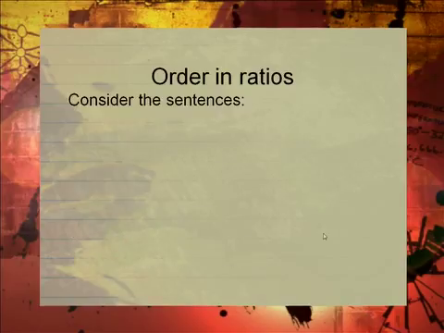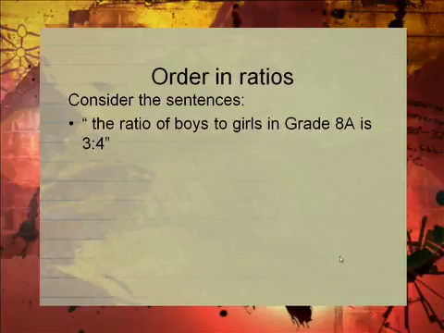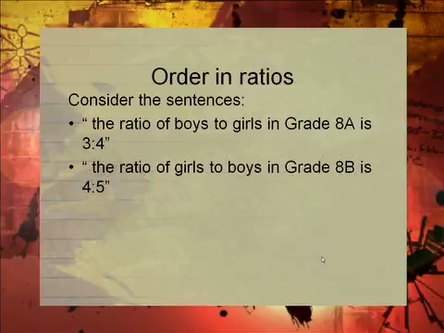Okay, order of the ratios. Let's consider the following sentences. Number 1. The ratio of boys to girls in grade 8A is 3:4. Okay? This is sentence 1. Then sentence 2. The ratio of girls to boys in grade 8B is 4:5. Cool. Look at the order. We have boys to girls, and here girls to boys.